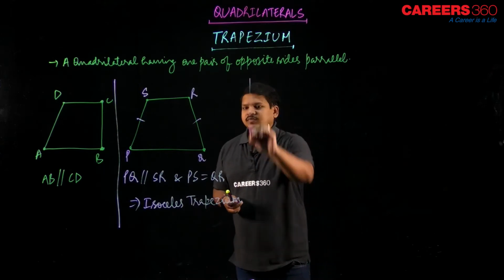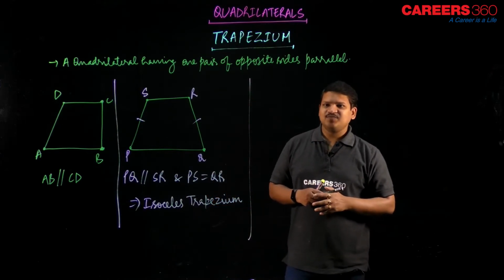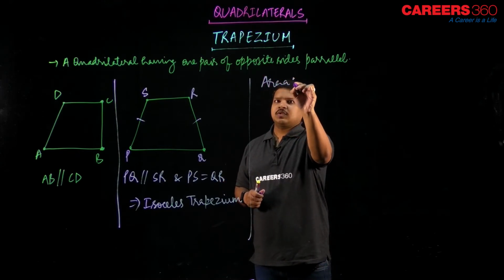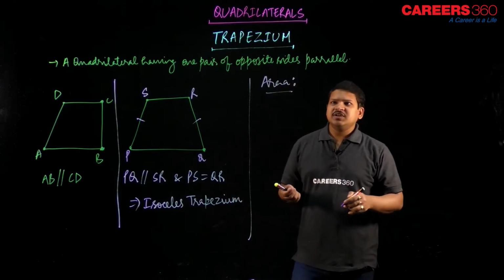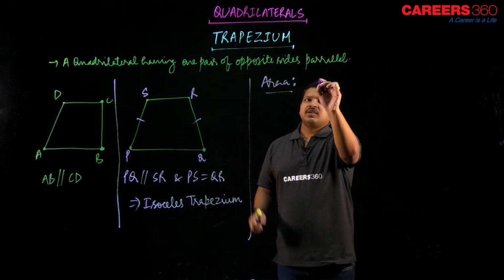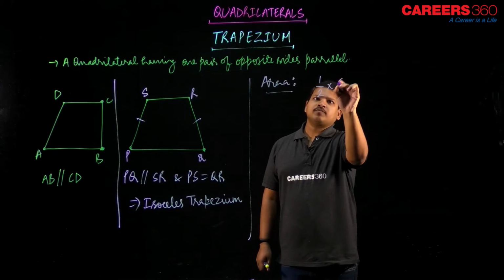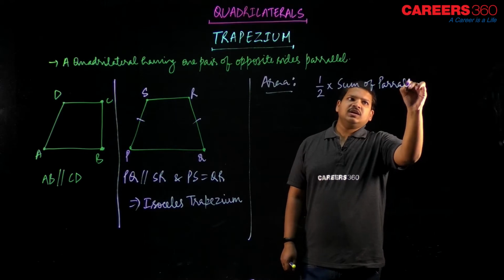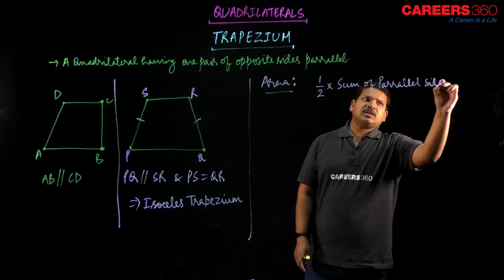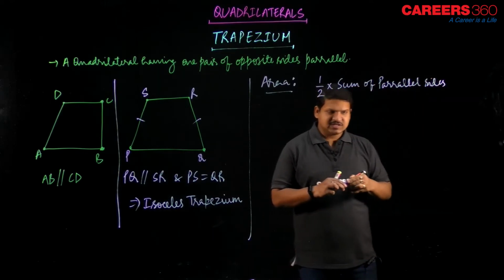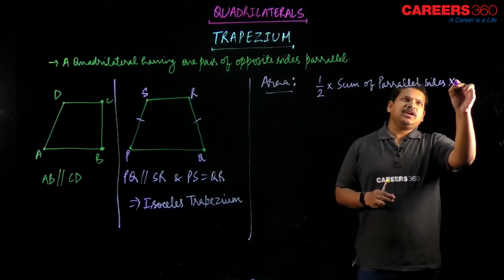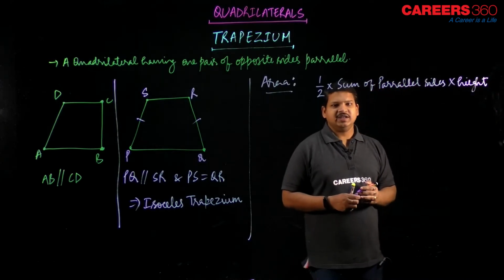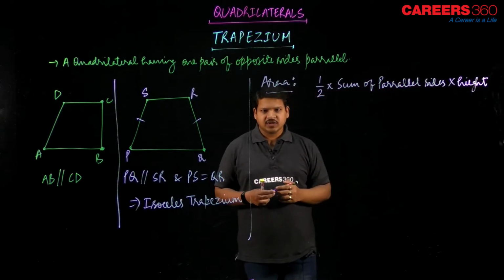Now, let us talk about the area of a trapezium. The area of a trapezium is nothing but half into the sum of parallel sides, multiplied by the height. This is the area of a trapezium.